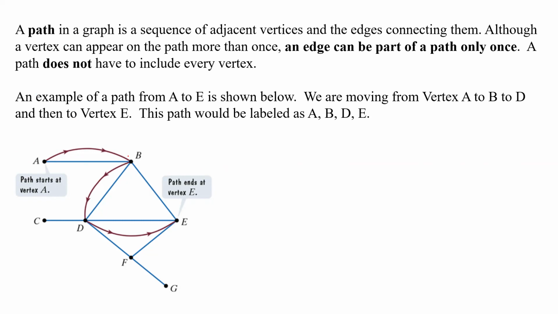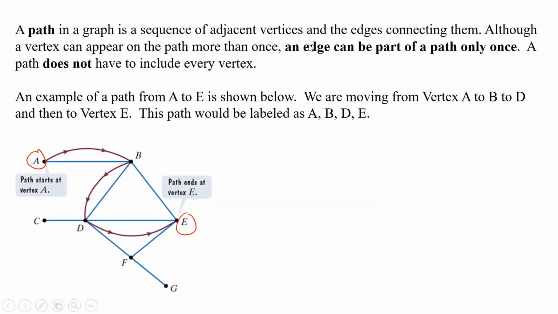So an example of a path from A to E: we're going to start at A and end at E. We go from A to B, then B to D, and then D to E. We would label that as A, comma B, comma D, comma E. Now, is that the only one? No. We could also have done A to B and then B to E. Or we could have A to B, B to D, D to F, and then F to E. So there are multiple paths we could have done.